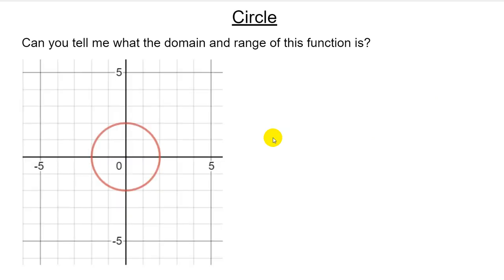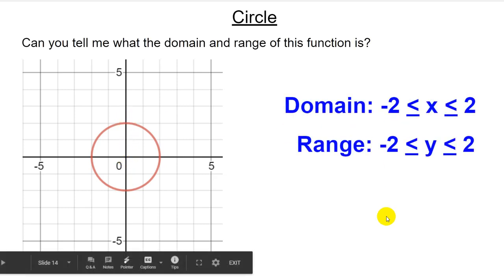Let's look at a few more. The circle. All right, so let's look at a circle. Let's say I want to figure out what the domain and range of this function is. So domain is the x's. So we can see here, domain is going to go just from negative 2 to positive 2. So negative 2 less than or equal to x less than or equal to 2. And then we have the y values. So negative 2 less than or equal to y less than or equal to 2.